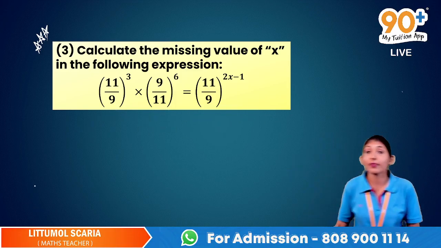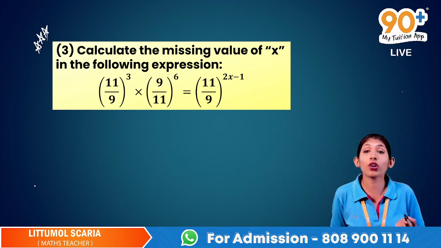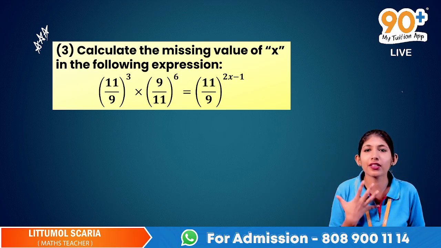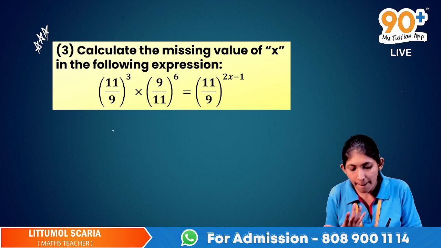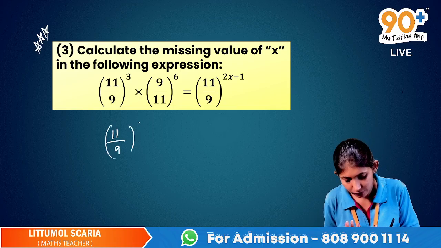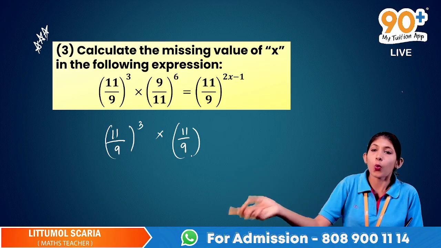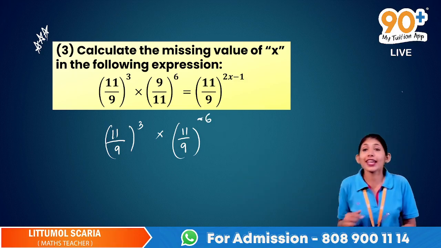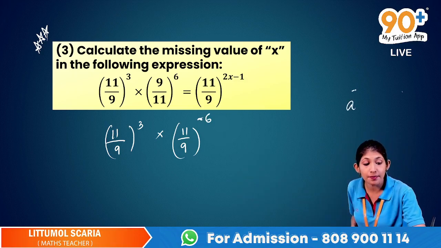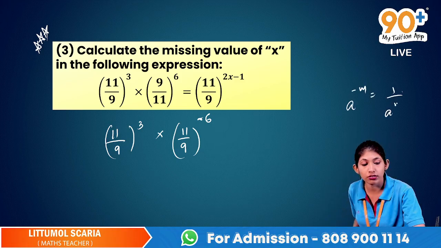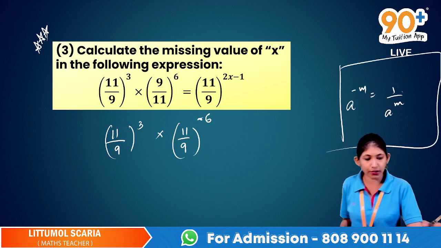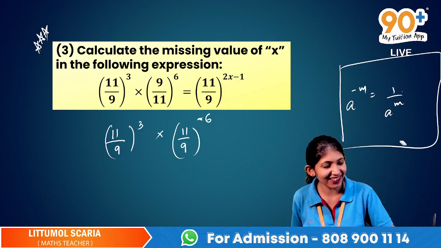So what can we do? We can take the reciprocal of 9 by 11, and what will happen? You will get 11 by 9. Can we just take the reciprocal of one term like that? No. But again, when you are taking the reciprocal of 9 by 11, which is 11 by 9, what is the change that is happening? The sign of the exponent will change, as per this law. And this applies the other way around as well.